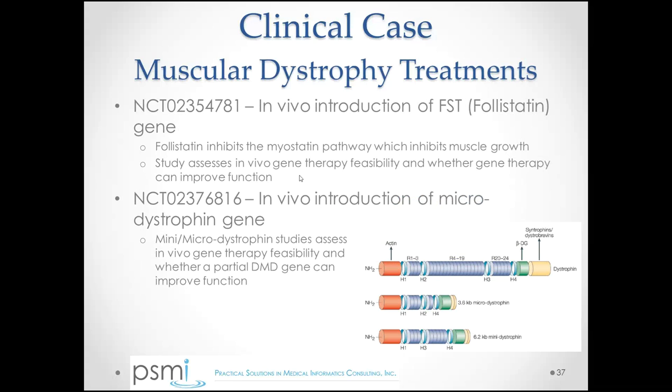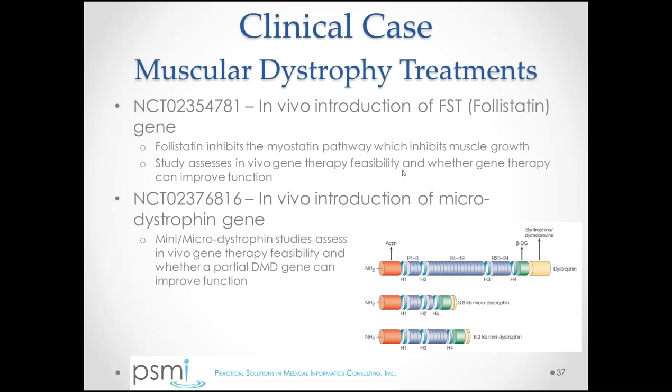There have been a couple of in vivo gene therapies for muscular dystrophy where the follistatin gene or a microdystrophin gene has been introduced. The follistatin gene, FST, produces follistatin, which inhibits the myostatin pathway, which inhibits muscle growth. So the notion is if you increase the amount of follistatin, you further inhibit myostatin, the inhibition of muscle growth goes away, and you can stimulate more muscle growth. The study assesses in vivo gene therapy feasibility, injecting this gene into various muscles.